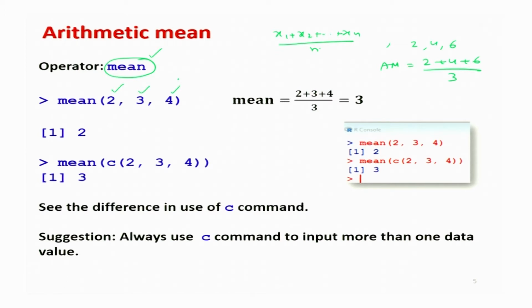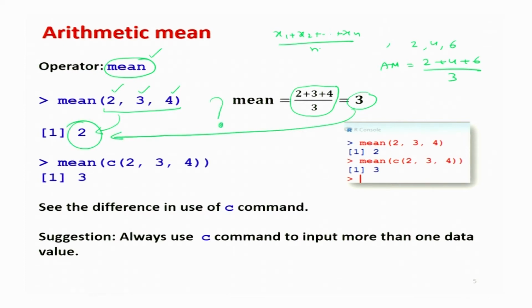So, now I first use my earlier approach to give the input data using the simple concept, that means without using the concept of data vector, without using the C command, and then I will do the same exercise after giving the input using the concept of data vector. So, let us see what happens. When I operate mean of 2, 3, 4, it gives us the answer 2. But if you find this arithmetic mean, this is going to be 2 plus 3 plus 4 divided by 3, which is equal to 3. So, this mean is coming out to be 3, but then R is reporting 2.